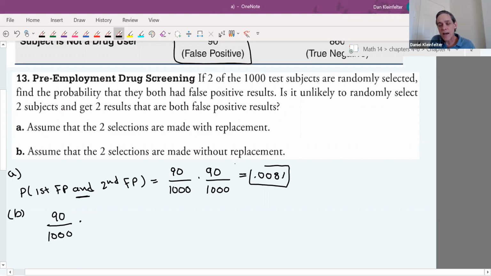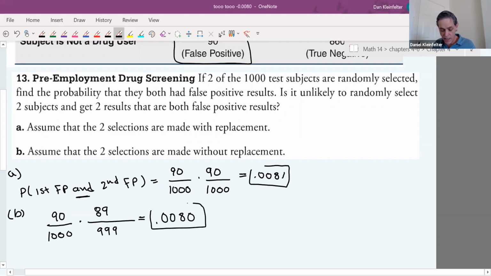When we're doing this one without replacement, that means that the first person, we've already taken that candidate out and set them aside. When we go to do the second person, that means there are only 999 people left. And we're assuming that that first person was one of the false positives. So there are only 89 false positives remaining. So let's see what that works out to be. Okay, 0.0080.